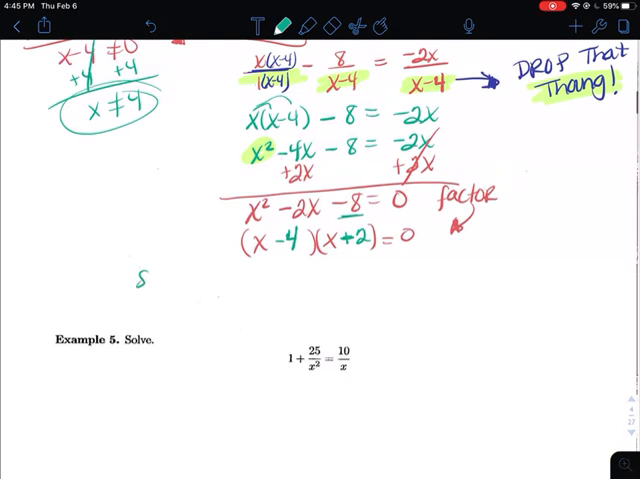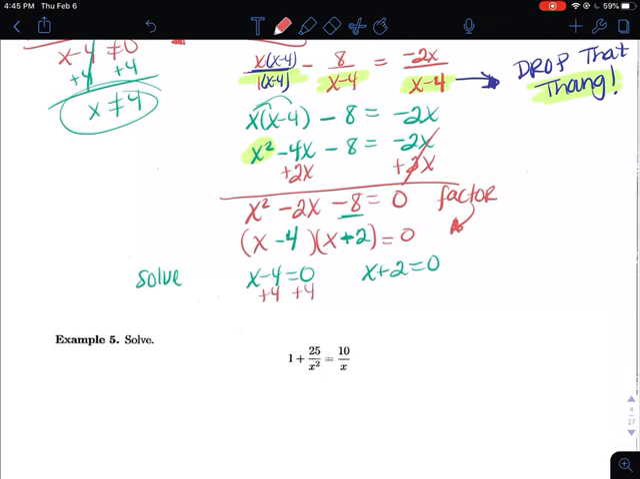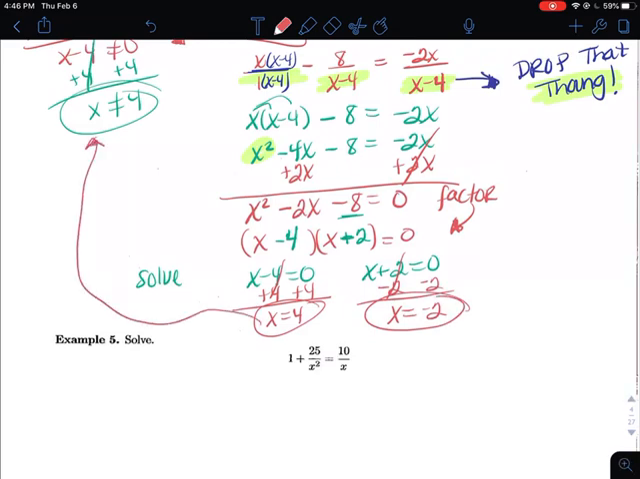At this point, we need to solve. To solve, you set each parentheses equal to 0, and then you solve. So I add 4 to both sides. x equals 4. And then I subtract 2 from both sides. x equals negative 2. If you notice, x cannot equal 4, so you have to toss out that solution. So your only answer would be x equals negative 2. That's the only solution to this problem.